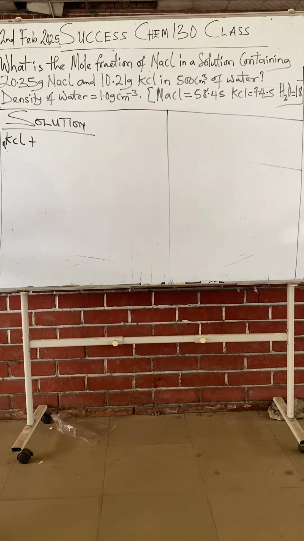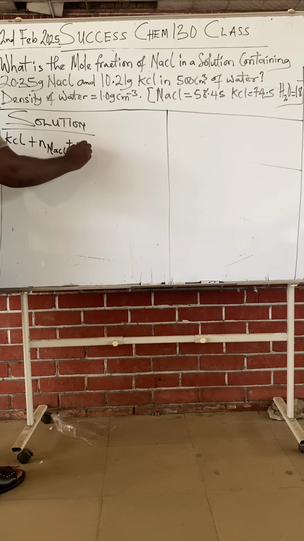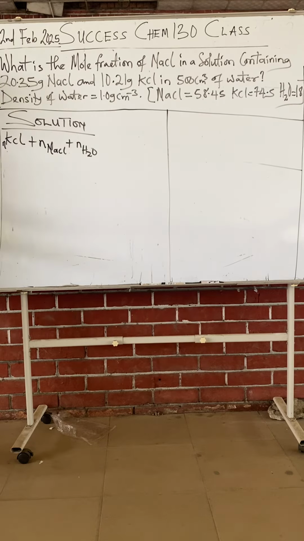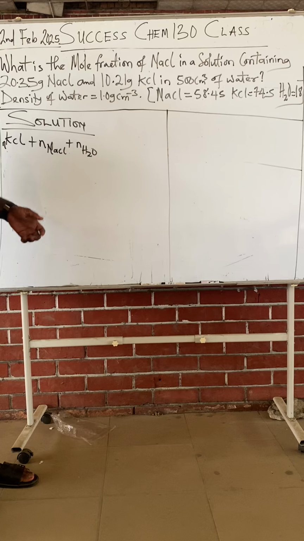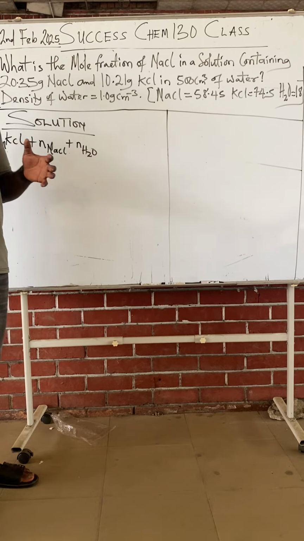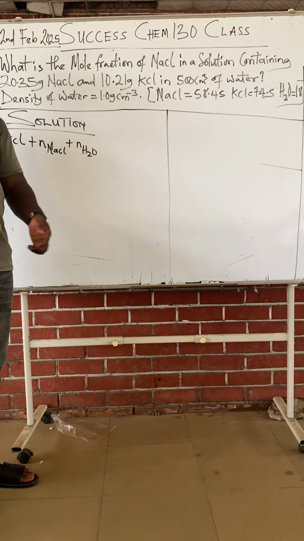So number of mole of KCl plus number of mole of NaCl plus number of mole of water. Class, there are three components in this solution. Anytime you have to find mole fraction, you need to determine first how many components are in the solution. That's the first thing you need to ask yourself. There are three components inside this solution: we have KCl, we have NaCl, and we have H2O.